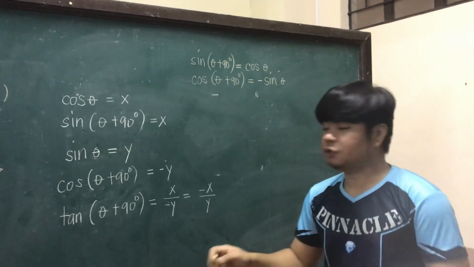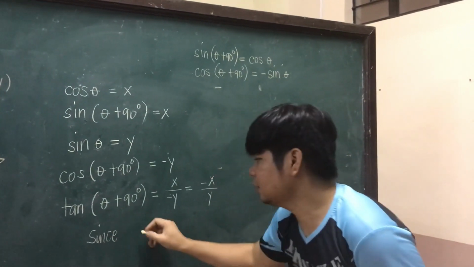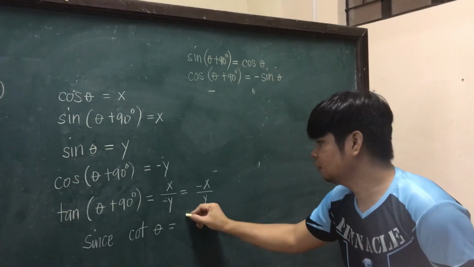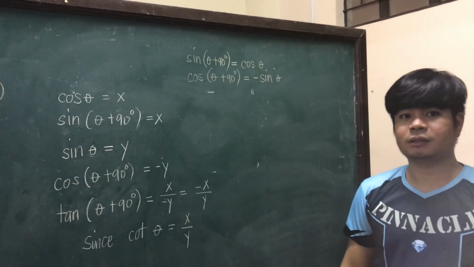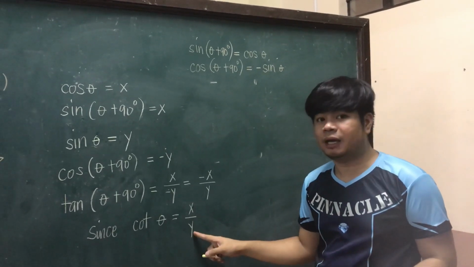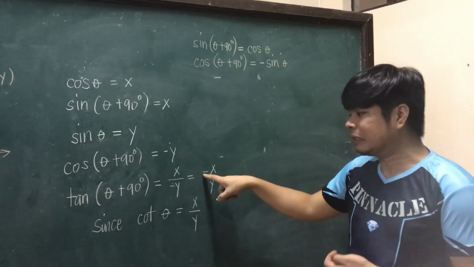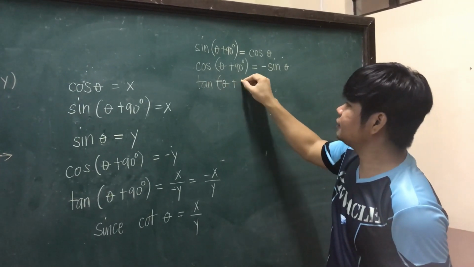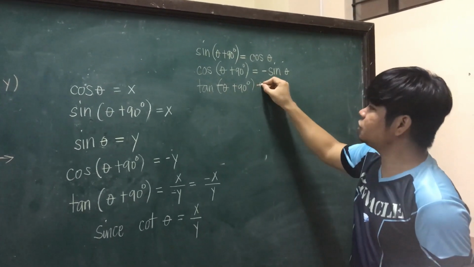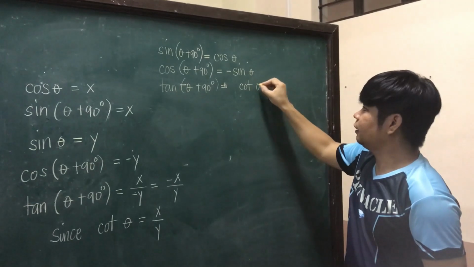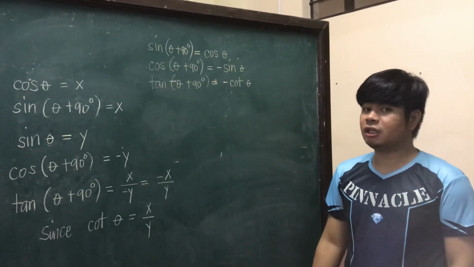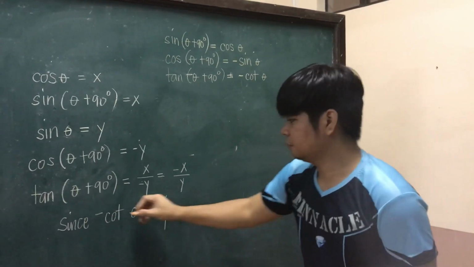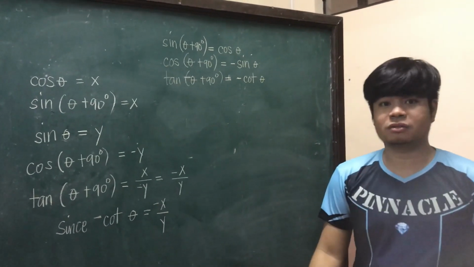So we also know that cotangent theta is equal to x over y in the unit circle, where x is cosine theta and y is sine theta. And since that is a negative x over y, then tangent of theta plus 90 degrees in relation to cotangent theta must be negative cotangent theta for us to say that they are the same. So if I negate this, then this will be negative x over y.